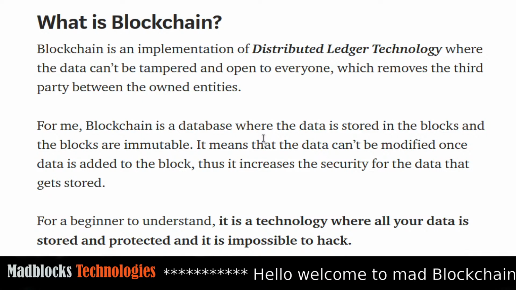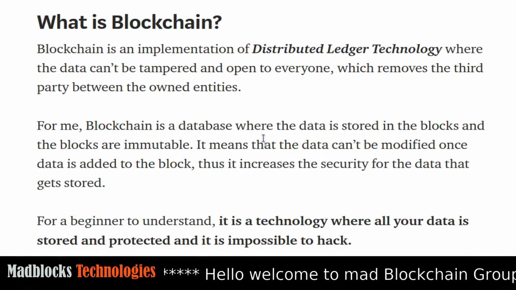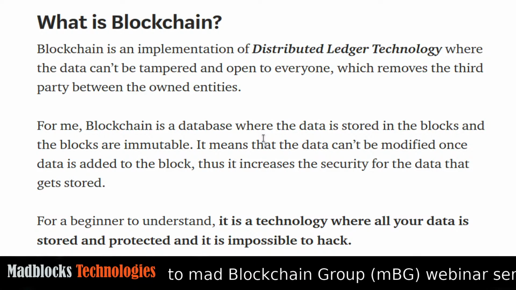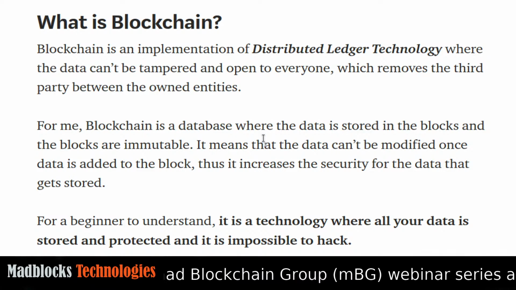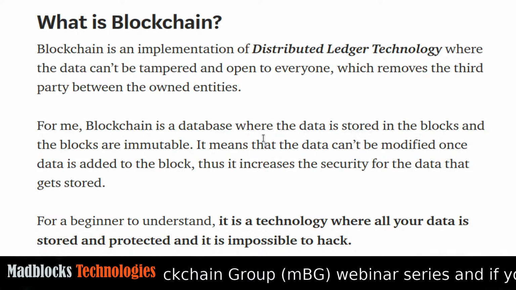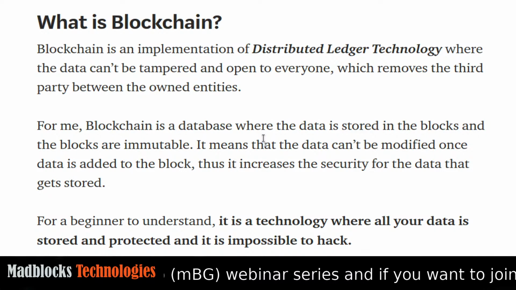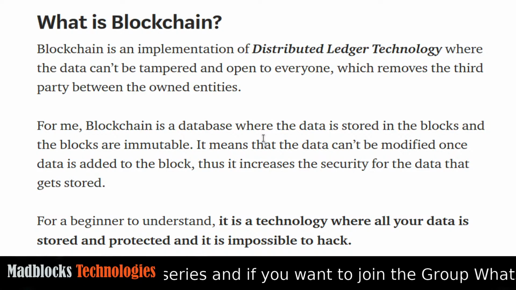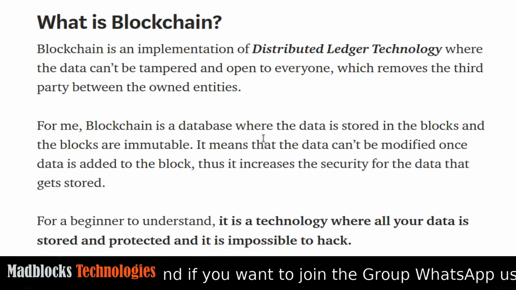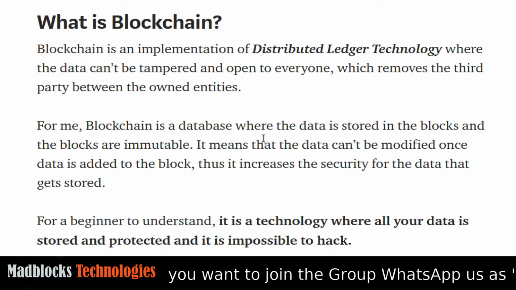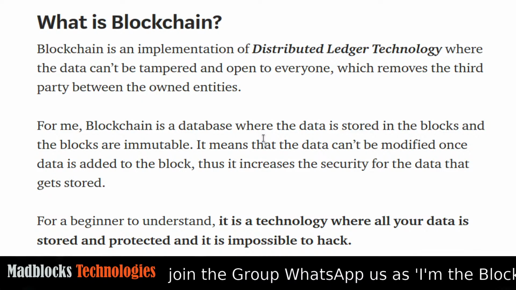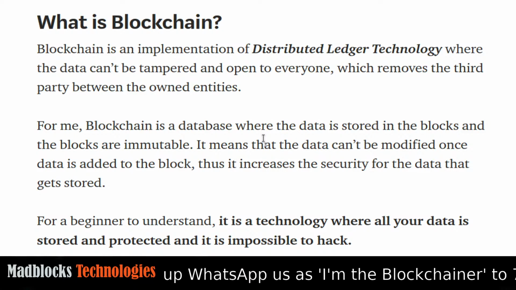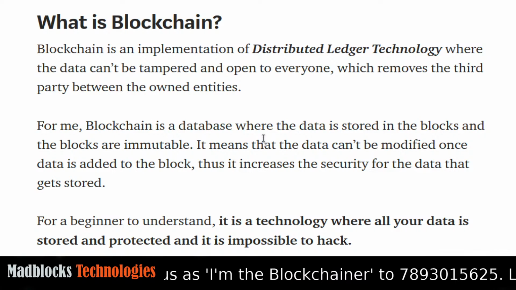What we were discussing in the last three webinars is that blockchain is an implementation of distributed ledger technology where the data cannot be tampered with and your data is open to everyone. Indirectly, this means it removes the third party between the owned entities. When you have one entity and a second entity, the first person and the second person, and they want to make a transaction between them, blockchain technology removes the third person in between them. So say the first person and second person are the owned entities.